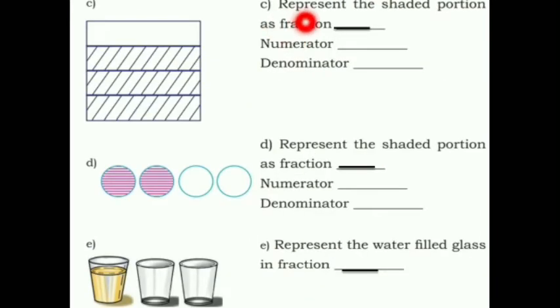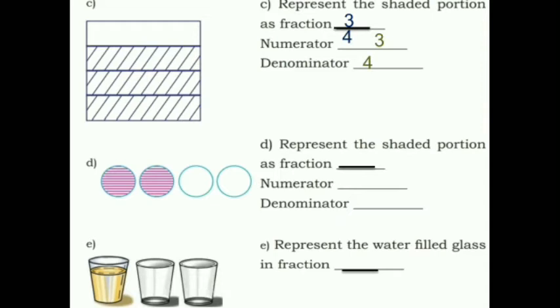Children, see this question. Represent the shaded portion as fraction. See this figure. This figure is divided into 4 equal parts and 3 parts are shaded, 1 part is not shaded. Therefore, the fraction form is 3 by 4. In this fraction, which is the numerator? Yes, 3 is the numerator. Which is the denominator? Yes, 4 is the denominator.